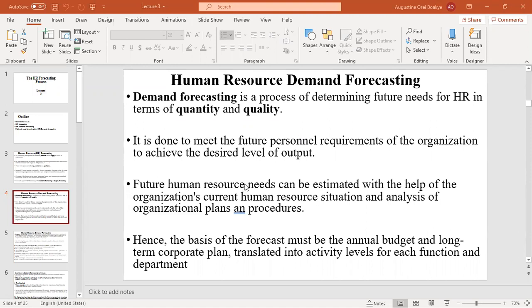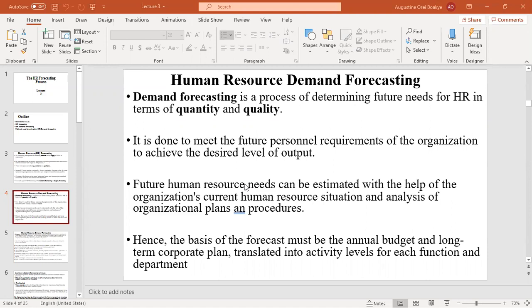Now, it is done to meet the future personnel requirements of an organization to achieve the desired level of output. And this is usually the case when perhaps we intend to expand and we are not certain whether the current number of employees we have will be in a good position in terms of quantity and quality to assist us in expanding. And that is where the demand forecasting comes in.